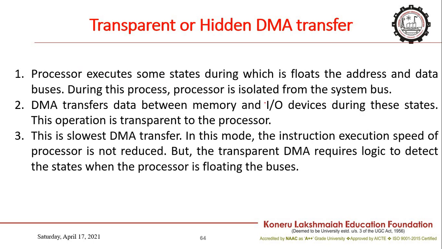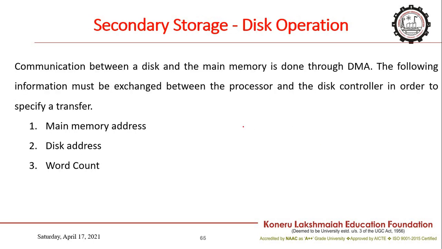And then transparent DMA is the transfer of data between memory and IO devices. This operation is transparent to the processor. So in this mode, the instruction execution speed of the processor is not reduced, but the transparent DMA requires logic to detect the states when the processor is floating the buses. So transparent DMA transfer will not use many buses, like the control buses, those are not used. So it will transfer the data very transparently. The whole operation is transparent to the processor. And then secondary storage devices, that is, communication between the disk and the main memory, is run through DMA.